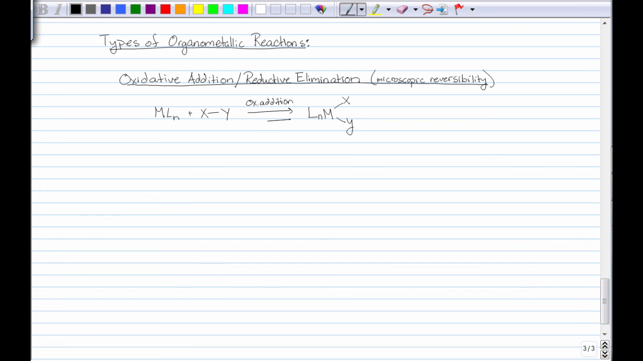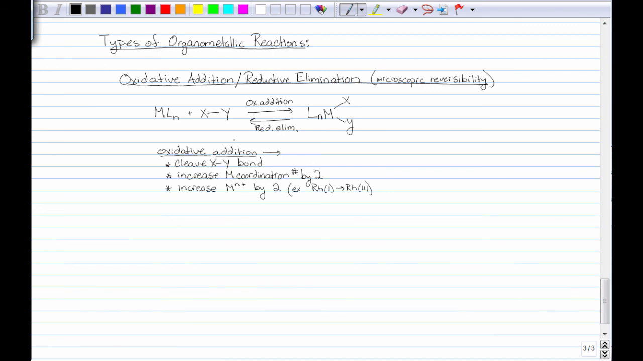And the opposite, where you eliminate two things from the metal and form a new bond between those things, is called a reductive elimination. So now I'll just list these things. In the forward reaction as shown above, the oxidative addition, you'll know it when you see it because you're cleaving this XY bond, you're increasing the metal coordination number by 2, and you're also increasing the metal oxidation state by 2.